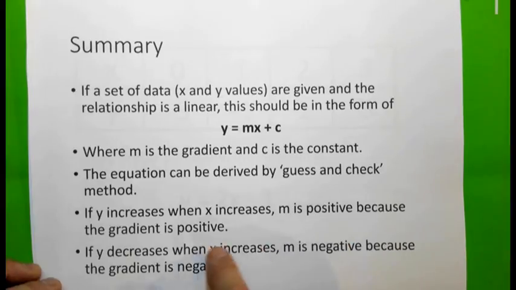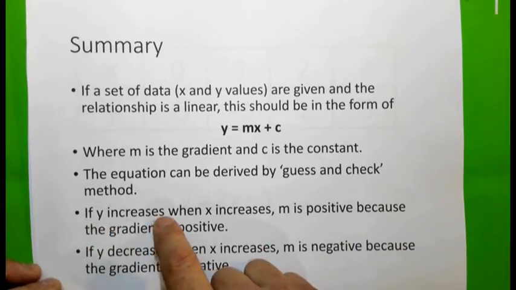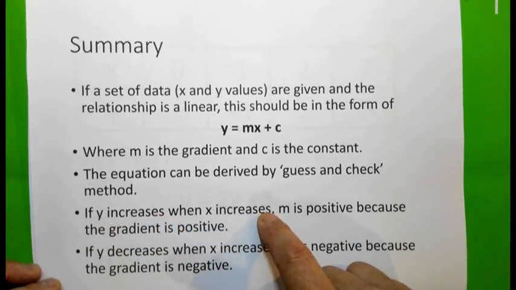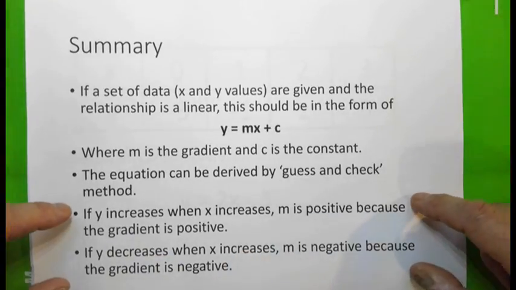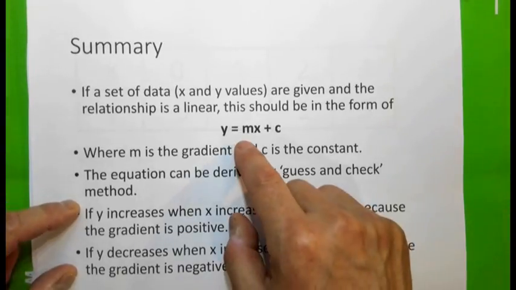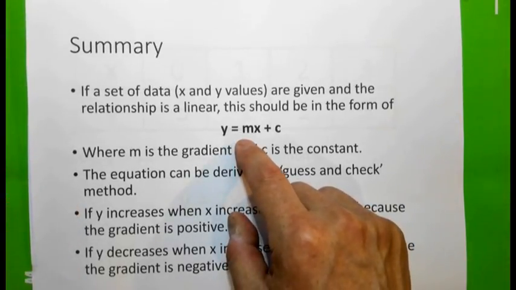M is positive when x increases and y increases, so the gradient is positive. But m is negative when y decreases and x increases. So, with the intelligent guess, you would know what m is, whether it's positive or negative.